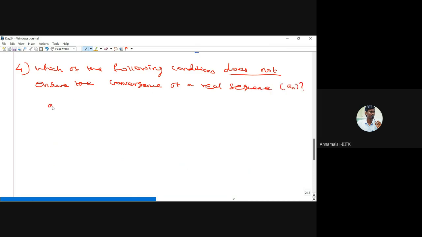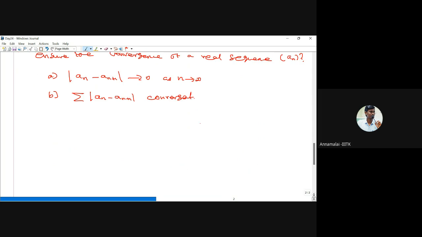So the first option is, suppose the an satisfy the condition modulus of an minus an plus 1 converges to 0 as n goes to infinity. From this, can we conclude that the sequence an is convergent? The second option, suppose the series summation an minus an plus 1 is convergent, then from that can we conclude that an is convergent? And the third one is, suppose summation n into an is convergent. From this, can we say an is convergent?